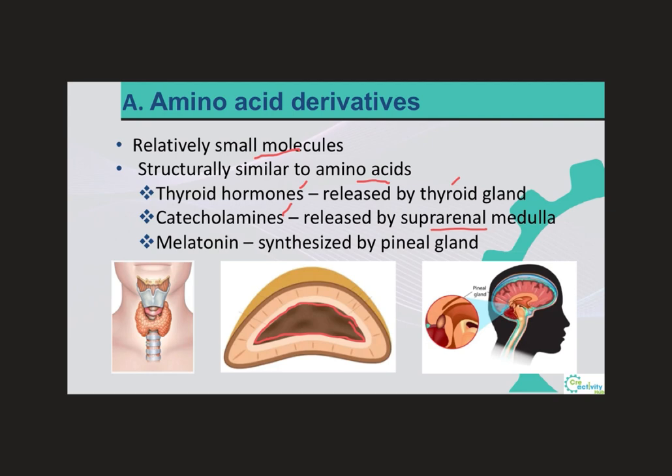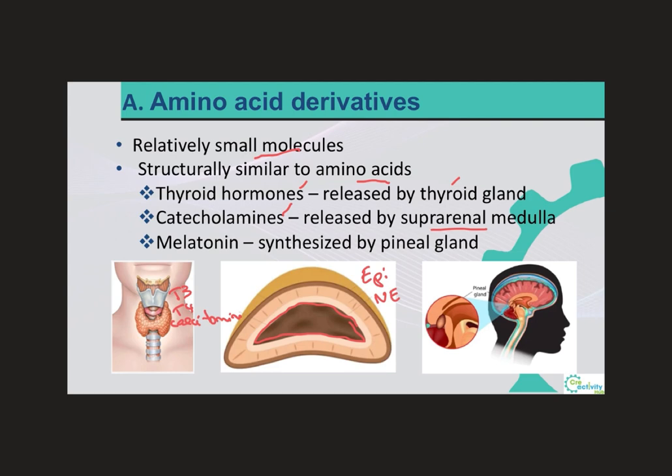As examples of hormones that are released by the thyroid gland, there are 3. We have T3, T4, and calcitonin, and we will talk more about their function once we get to the thyroid gland. And examples of hormones that are released by the adrenal medulla, we have 2, which are epinephrine and norepinephrine, which we covered already earlier, but we will go into more details when we get to the adrenal gland.